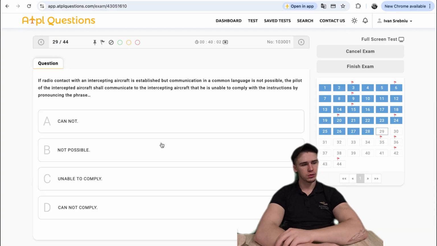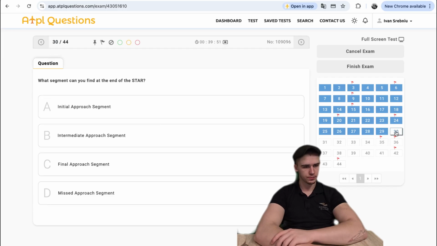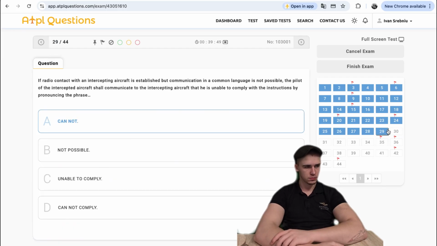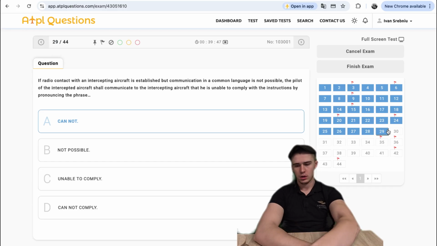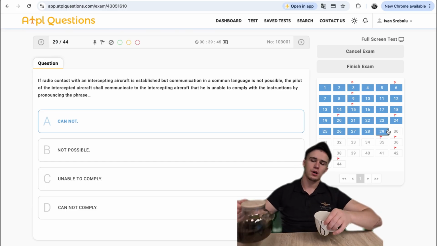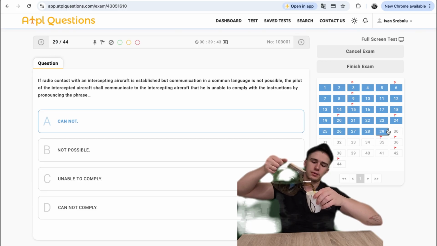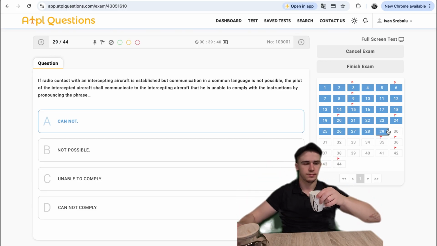If radio contact with intercepting aircraft is established but communication on common language is not possible, it's cannot. Just let's drink a cup of tea. Take care.